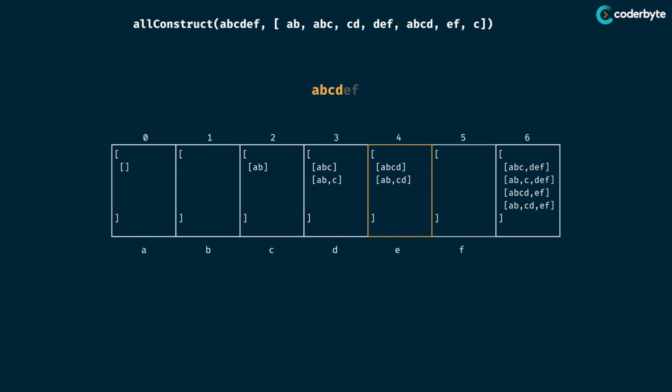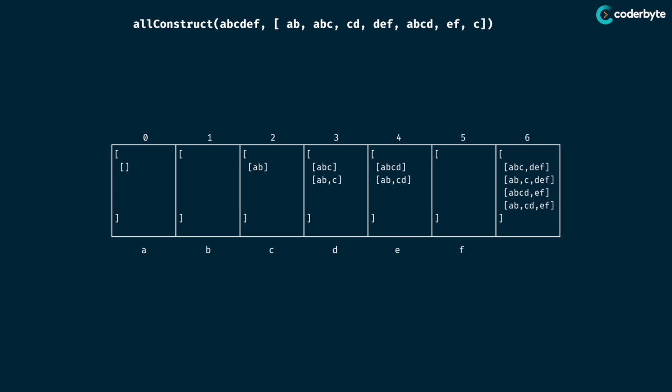If we continued the general algorithm, we would just move our current position to index 5, where there's actually no words that could start with an F over here. So nothing happens on this iteration. And there we have our algorithm, right? That index 6 of the table contains all of those 4 ways we described that we can use to create our original target string.